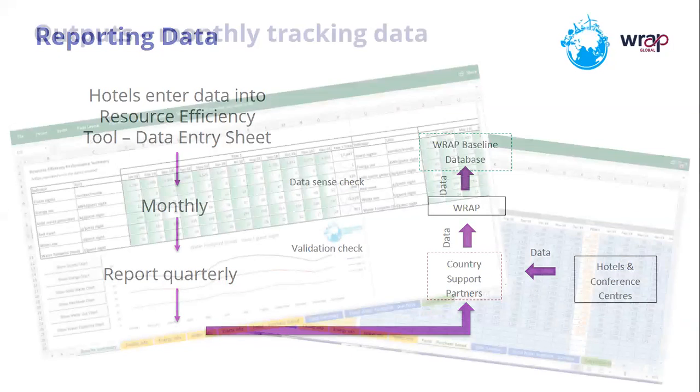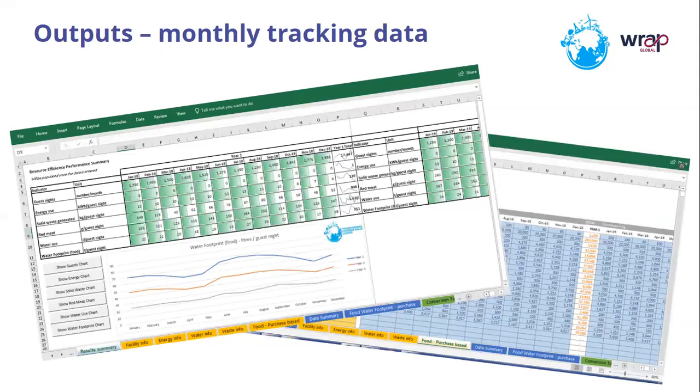One of the outputs from the Resource Efficiency tool is monthly tracking data. So you'll be able to see your resource use each month measured against the guest nights or the delegates attending at your conference centre. In this way, it will be easier to see if your resource use is increasing or decreasing.